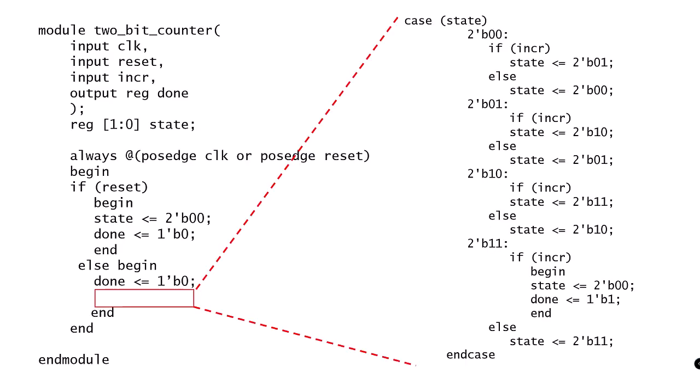Here's a Verilog description of the state transition graph. A case statement breaks out the states of the state machine. The description uses a binary encoding of the symbolic states.